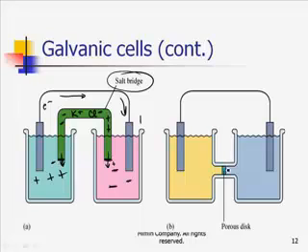Okay. Another way that you can prevent the buildup of charge is through a porous disc that's between the two cells, and that way you can get ion flow as needed to prevent charge buildup within each of the half cells.